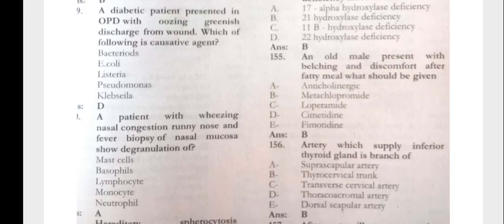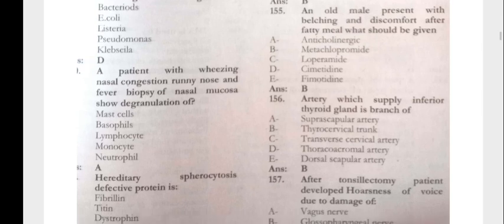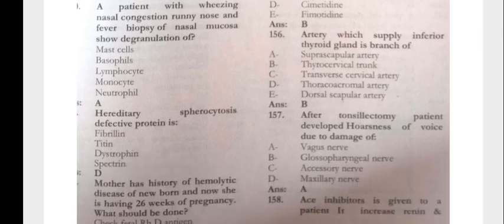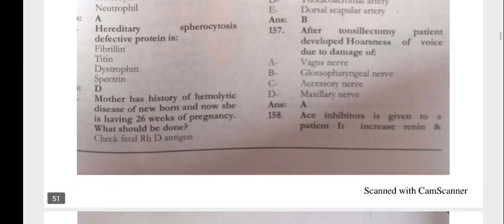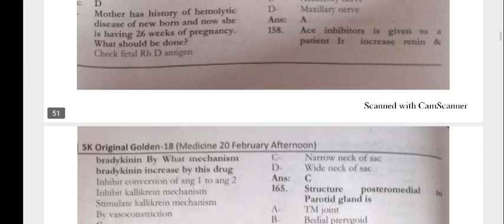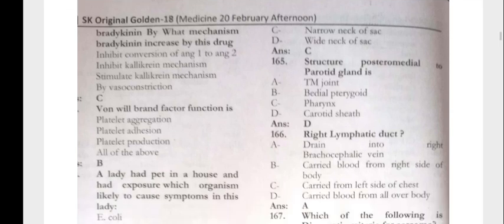An old man presents with the belching and the discomfort after fatty meal. What should be given? Metoclopramide. The artery which supplies inferior thyroid gland is the branch of thyrocervical trunk. After tonsillectomy, the patient develops harshness of voice due to the damage of vagus nerve. The ACE inhibitor is given to the patient. It increases the renin and the bradykinin by the mechanism. Bradykinin increases by the stimulating kallikrein mechanism.